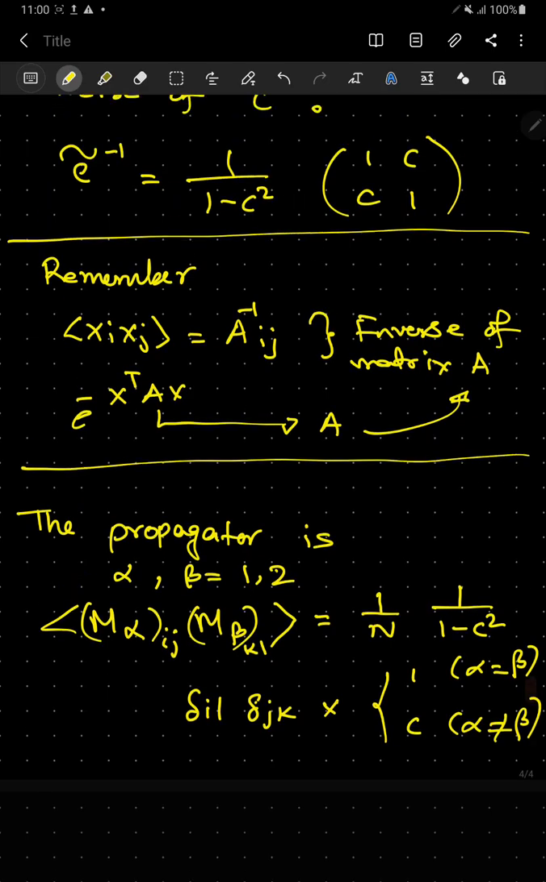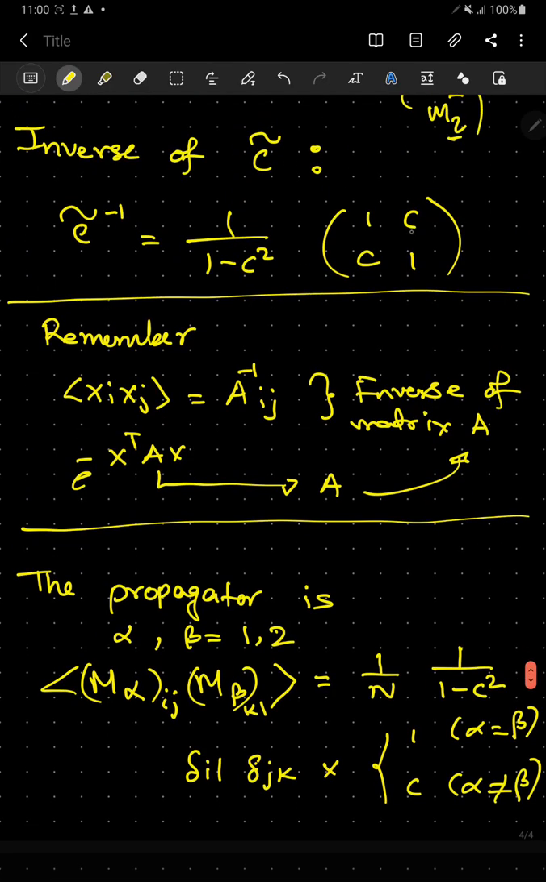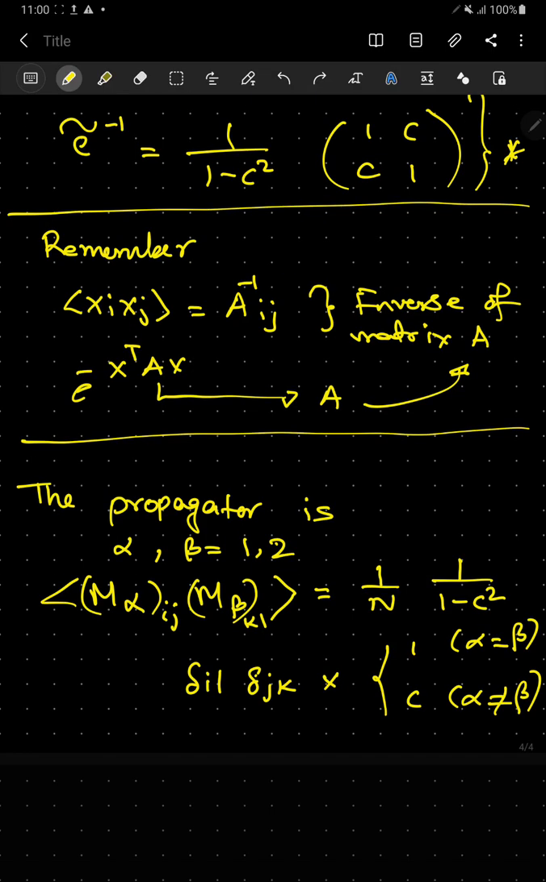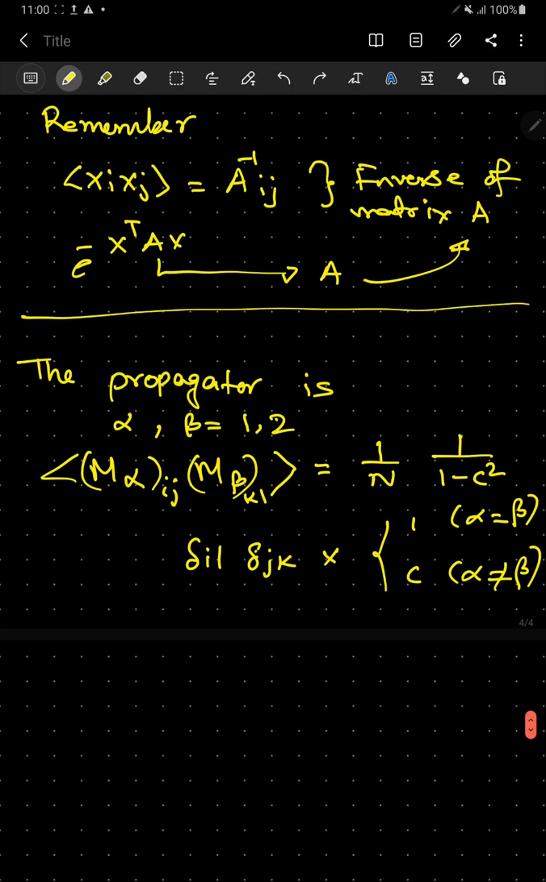Why is that? Just look at this term. This is the inverse, this term. If it's off diagonal, that is if it's M1 M2, that is if alpha not equals beta, then we have C, and if alpha equals beta, then we have 1. The diagonal elements are 1. That's how things are set up in here.